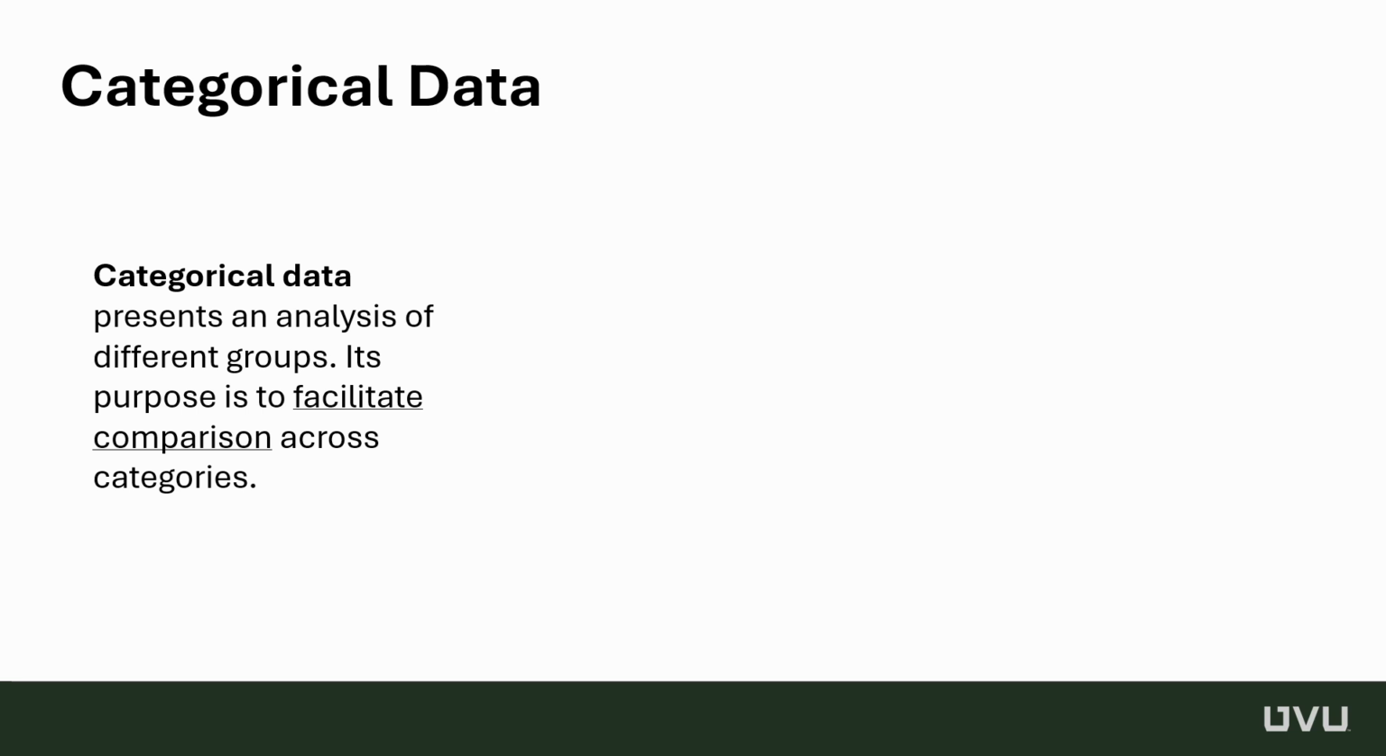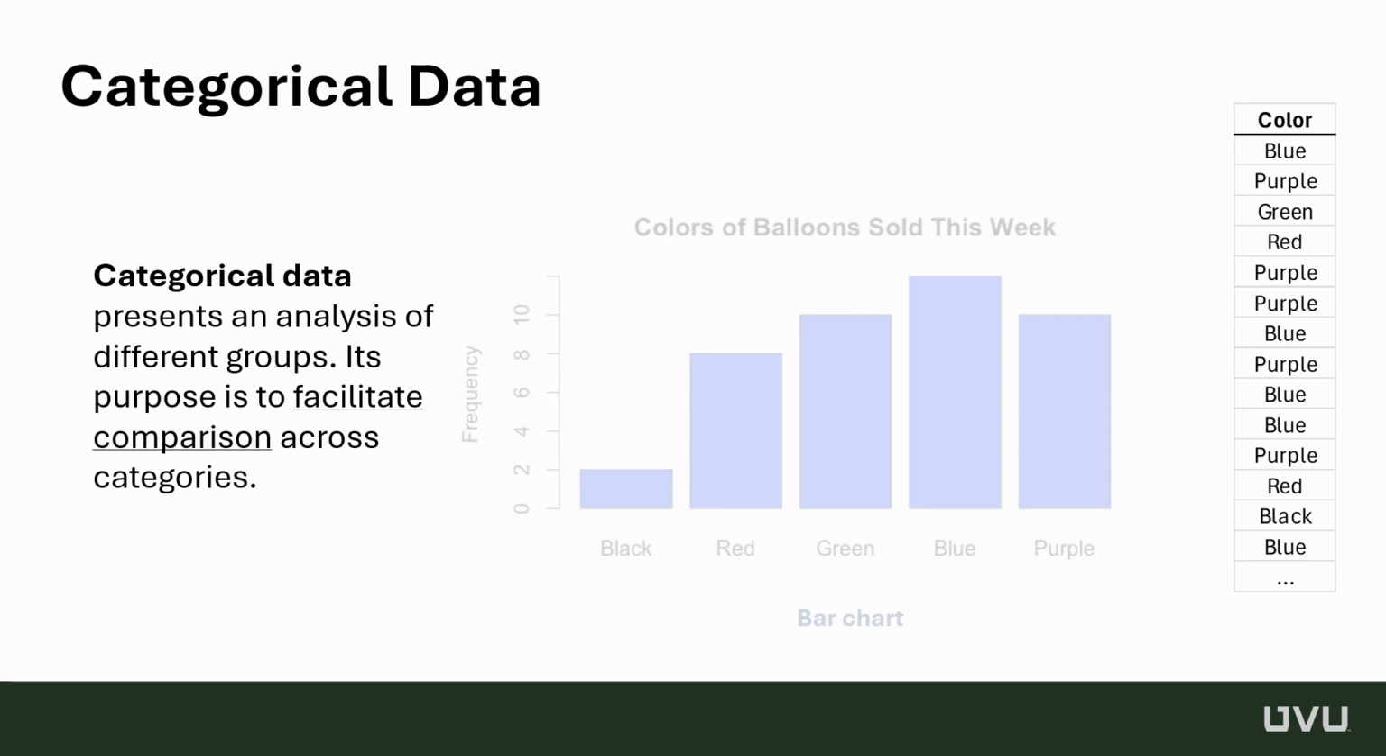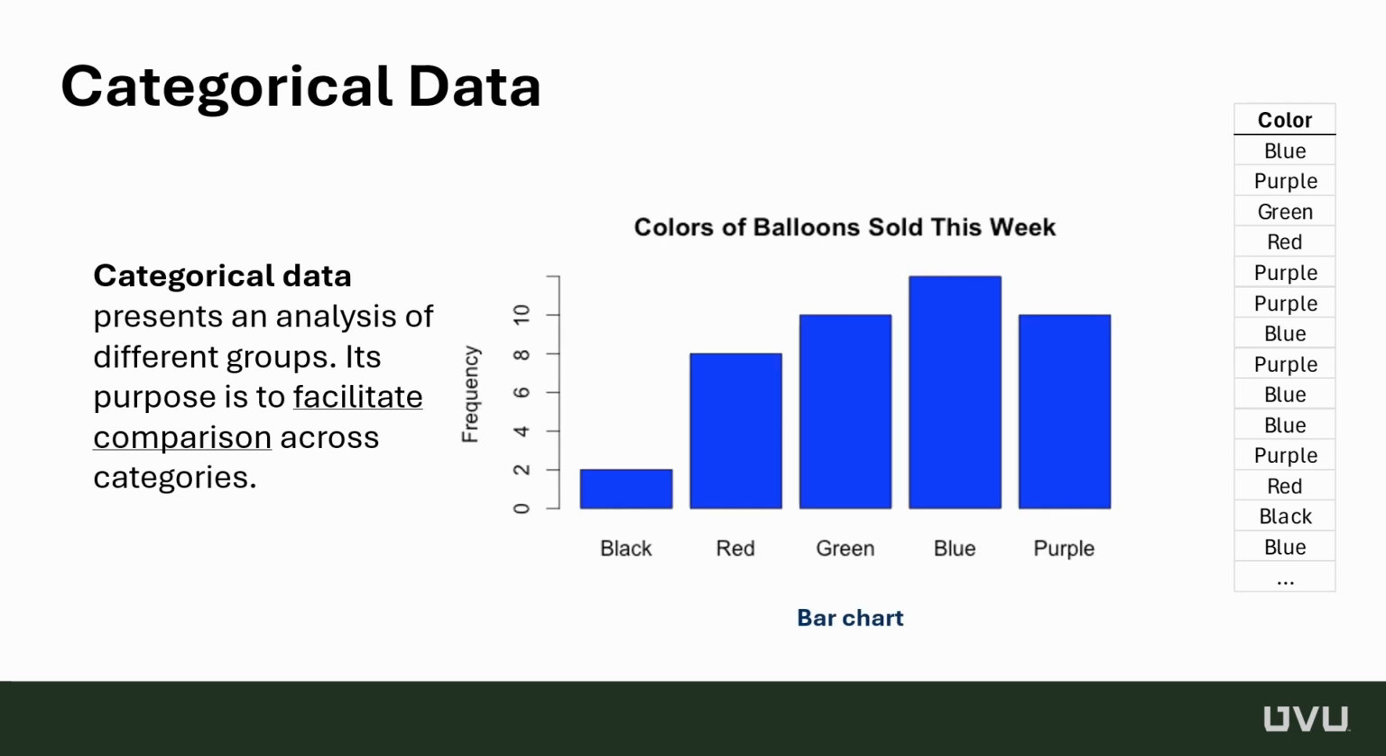I know I want to sell balloons, and I have a rough idea of how well different products sell, but I could use data to specifically track the color of balloons sold in every transaction. This column in my data set reflects categorical data. I could thus graph the frequency of sales of each color in a bar chart, and this helps me quickly identify that blue seems to be the most popular color, black not so much.